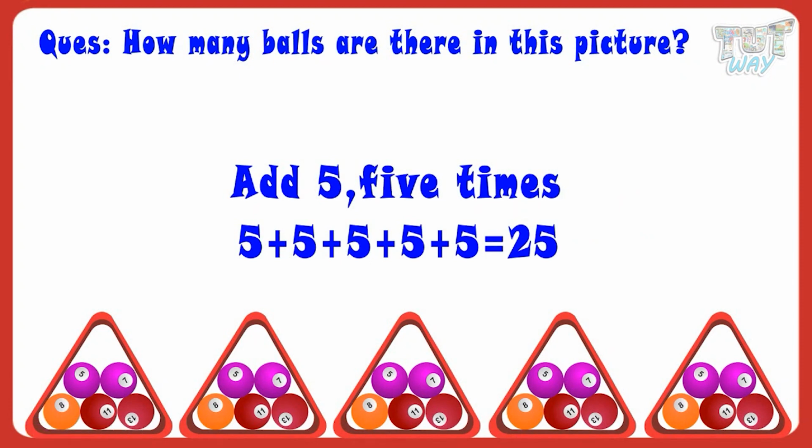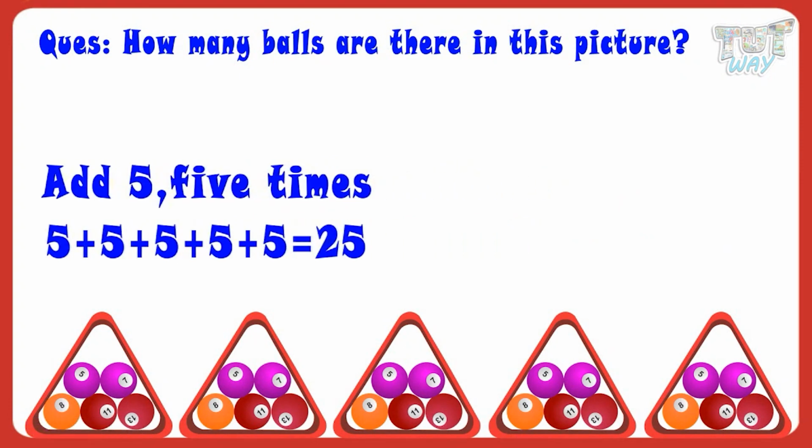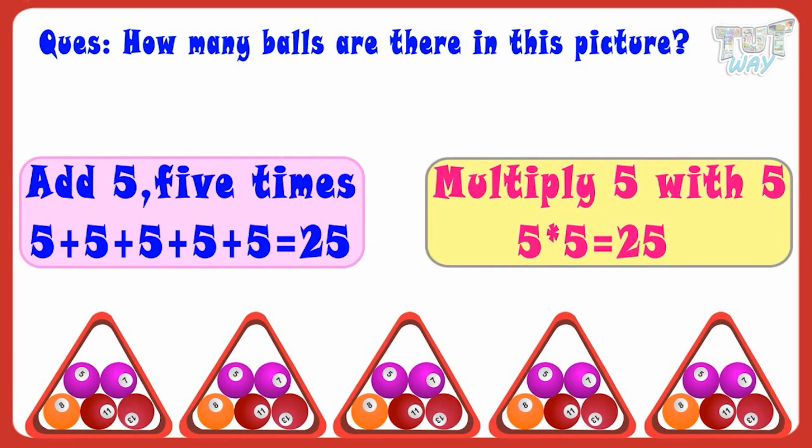Instead of adding 5 times, you can multiply 5 with 5. 5 plus 5 plus 5 plus 5 plus 5 equals 5 multiplied by 5 equals 25. So, 25 balls are there.